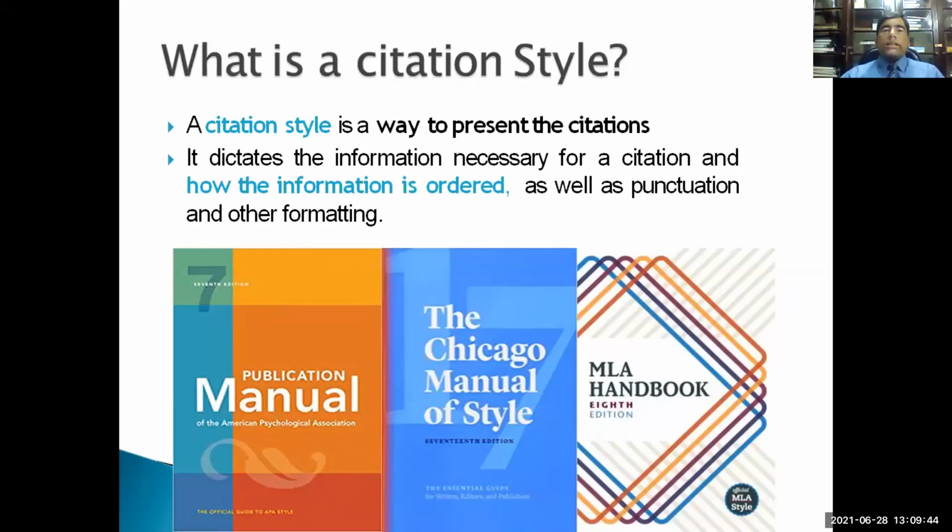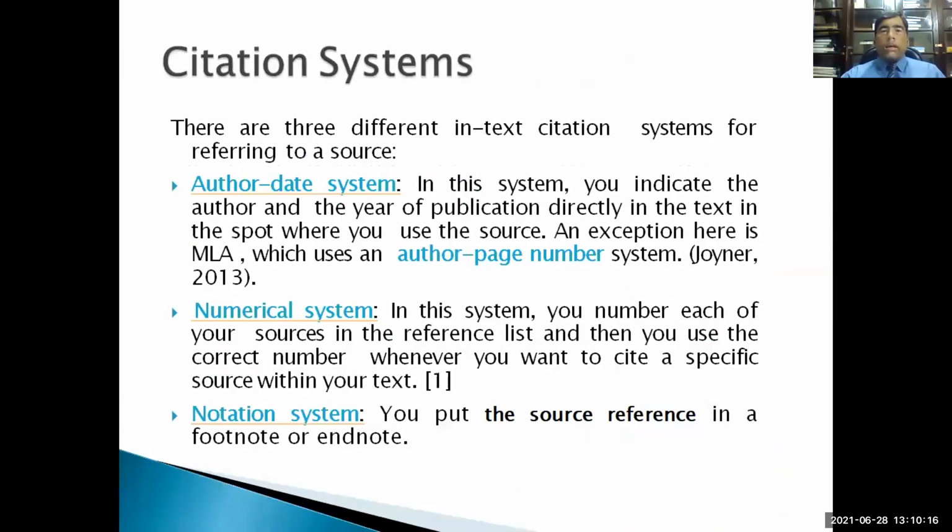So what is a citation style? A citation style basically provides all the rules and regulations about the punctuation and the formatting in particular styles. According to your subject areas, if you follow APA, it gives you various styles, then you have the Chicago Manual of Style, then you have the MLA Handbook as well, and then there are many other styles that you can follow according to your subject areas.